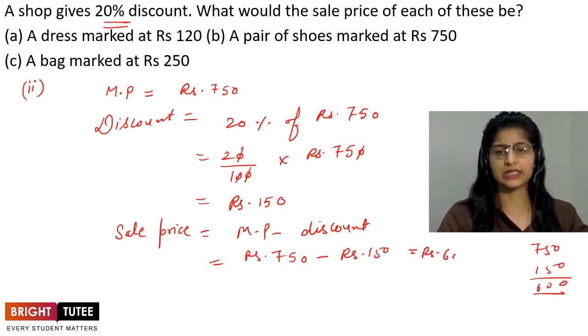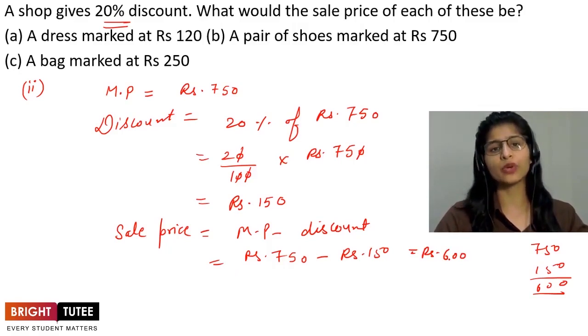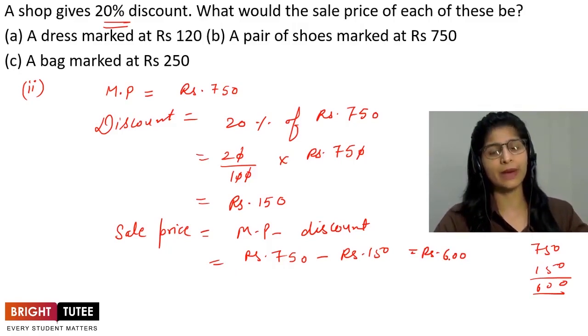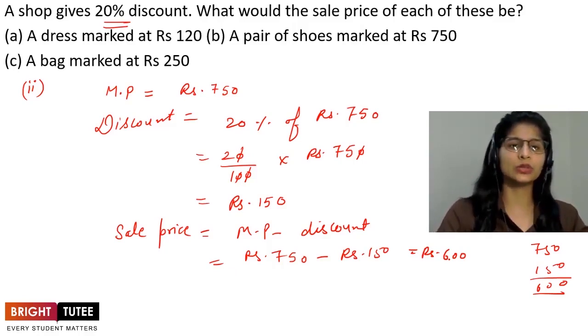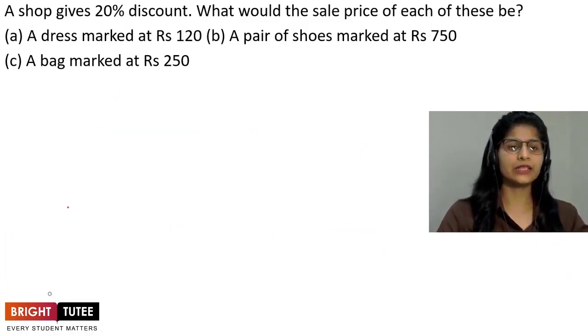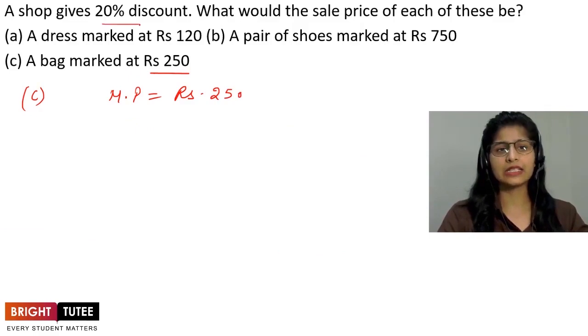So rupees 600. That means the shoes which you might have bought for 750 without the discount, with the discount you are able to buy that particular pair of shoes for rupees 600. Clear? Let's do the third part now. In the third part we are given a marked price, right? In the C part we are given a bag marked at rupees 250. So the marked price is rupees 250. Discount is 20%. So we will calculate the discount as 20% of rupees 250.